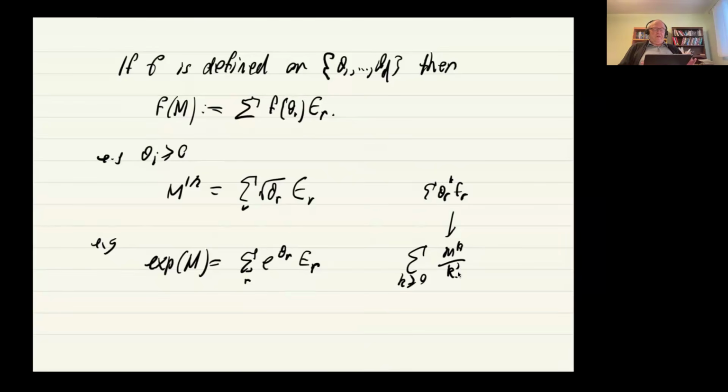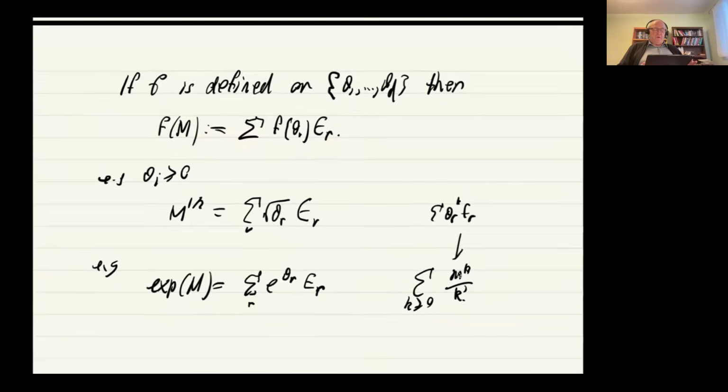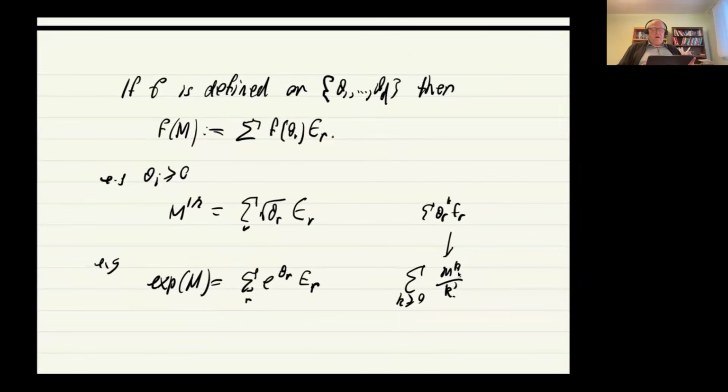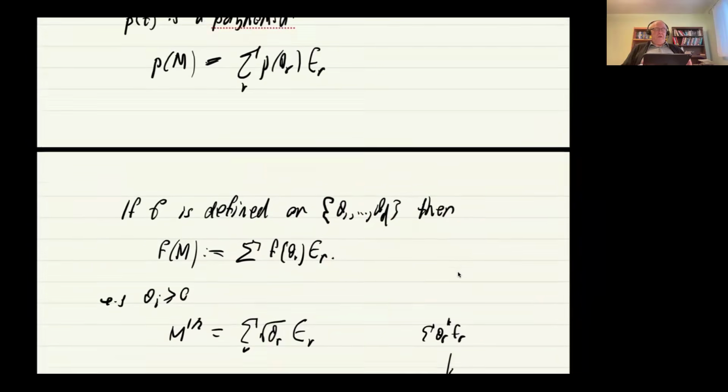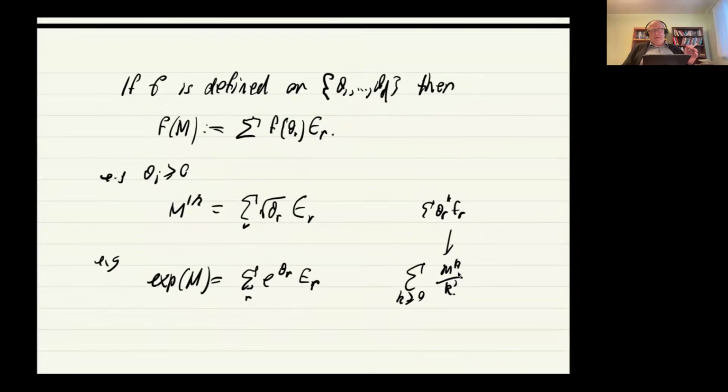So this is an example of what is called the functional calculus, and this is why we need the spectral decomposition as much as anything. As I said, you can use it to define powers of a matrix, but I've never had to do that in practice. But I've done these sorts of things all the time. So it's quite important.